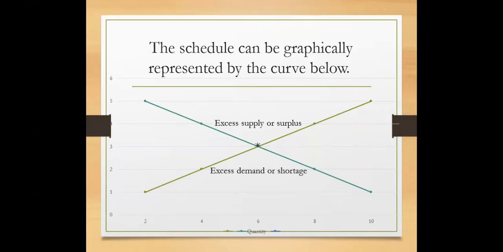Which means consumers will demand more of this commodity at a price of 2 naira. And producers will not be willing to supply at that price. And that means there will be excess demand or shortage. So what consumers are looking for, producers are not willing to offer at that lower price. So this is what the excess supply and excess demand on this graph means.